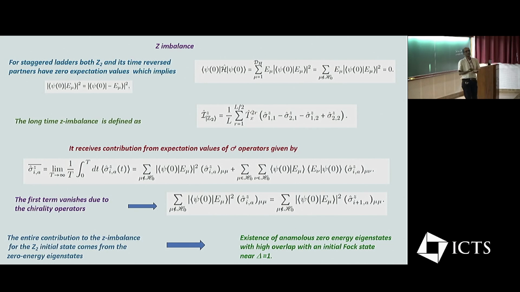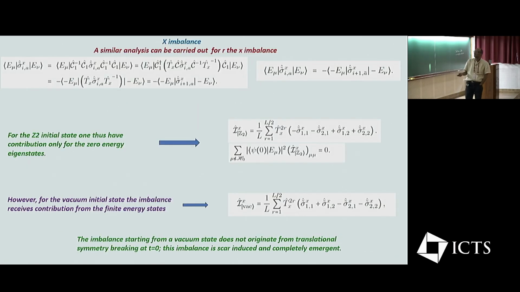Now the puzzle that we have here is, why is there an anomalous zero energy state which has overlap with some initial Fock state? And that is something we are not able to analytically resolve, but we understand numerically that this does happen. Okay. A similar thing can be proved for X imbalance. I'm not going to get into the detail, I'm running out of time.